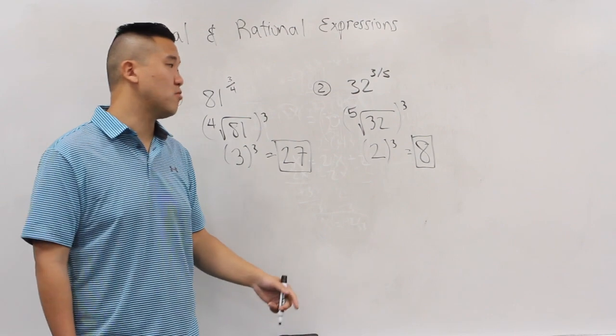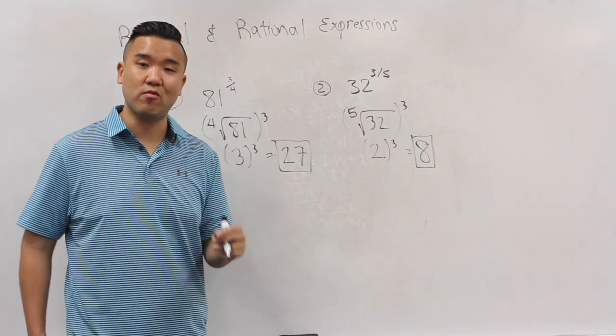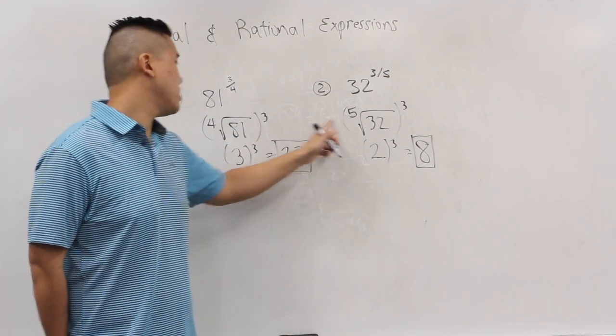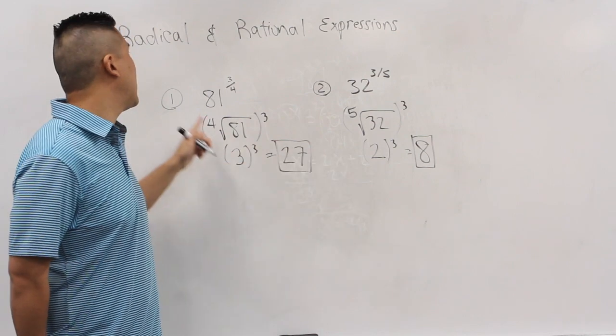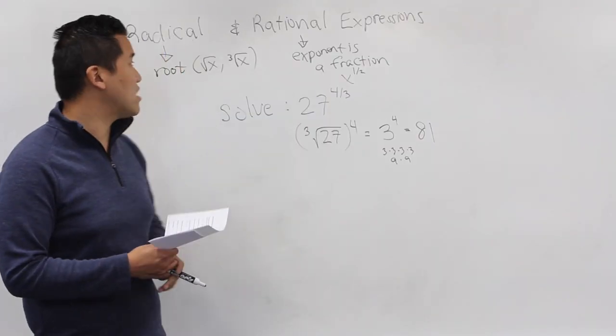Alright, so the most important part, once again, power over root, P over R. Once you remember that, once you understand that, then you just have to rearrange it. So rearrange these from a rational to radical form, and then we just solve from there. Alright, great job. So yes, that's radical rational expressions.